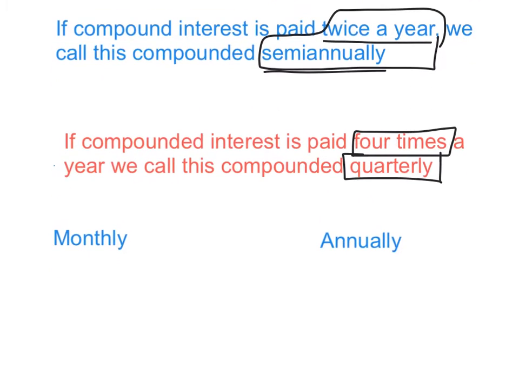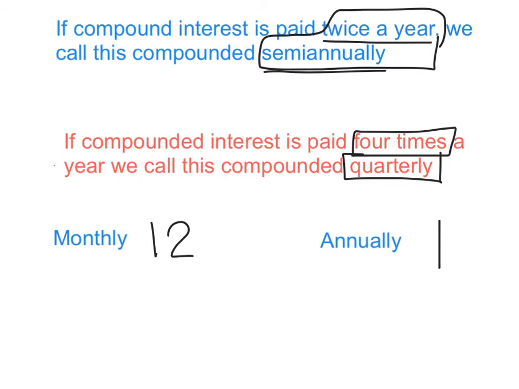How about if they told us compound interest was paid monthly? What number would jump in your head? Hopefully 12, and annually would be just 1. Notice semi-annually was twice, and then annually was just 1. So again, our goal is just to get some terms out there. Hopefully you're familiar with some of them. Maybe they're all new to you, and that's a good thing.